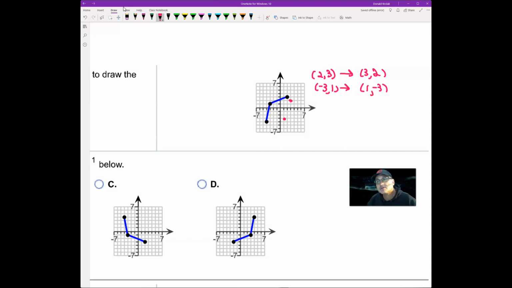And then my last point is negative 4, negative 4. So that's going to stay negative 4, negative 4, because when I flip them, it's the exact same thing. And then I'm going to connect my dots here, here and there. That is a reflection of that graph over the line y equals x. The line y equals x is a 45-degree line that goes through the origin, and you're just flipping that graph over that line.